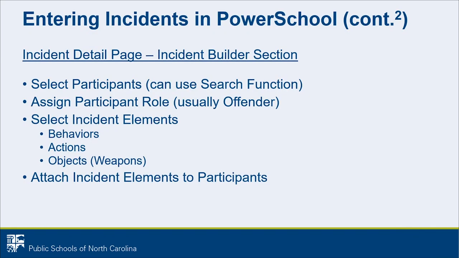So we've done that. We've added our incident description, and at the bottom of the incident detail page, there's another section, which is the incident builder section. This is where we're going to select our participants. We've got a search function that we can use. We're going to assign that participant a role. Usually it'll be the offender, but it could be the victim, reporter, or a witness. Then that's also where we're going to select our incident elements: the behaviors, the actions, the weapon objects, or the weapons. And then we're going to attach each of those to the actual participant.